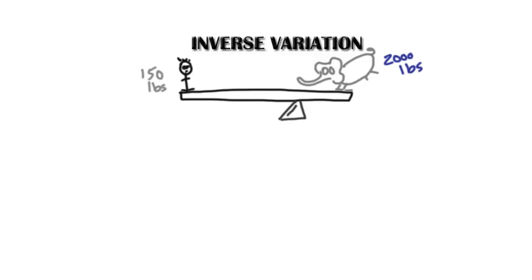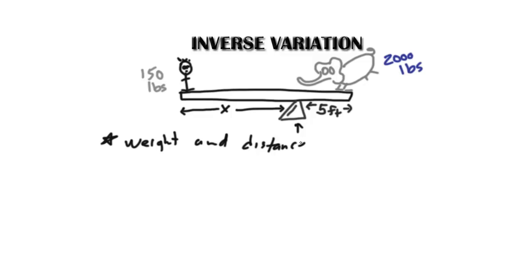Let's say we don't know the distance from my end all the way to the fulcrum, so let's call that x. But we do know the weight of the elephant is 2,000 pounds, and the distance on its side is 5 feet. I want to find out how far I have to stand on the lever to balance it on the fulcrum. We know that weight and distance vary inversely, so let's write that down.